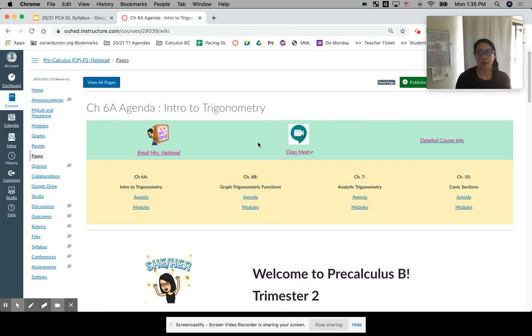Okay, if you push email Ms. Halstead, it'll take you to the Canvas messaging service. I message people back faster in Canvas than I do from my email.